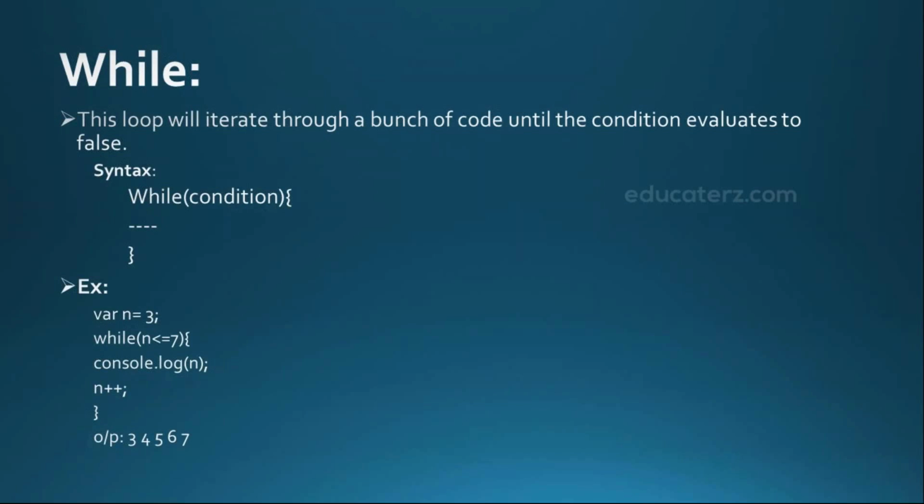Let's say in this example, I declared a variable called n equal to 3. So I want to run a loop till this value becomes 7. So I'm printing this n value each and every time and then incrementing it. First it will be printed as 3, then it will increment the value, then it becomes 4, then 5, then 6, and then lastly 7. So this is how the while loop works.